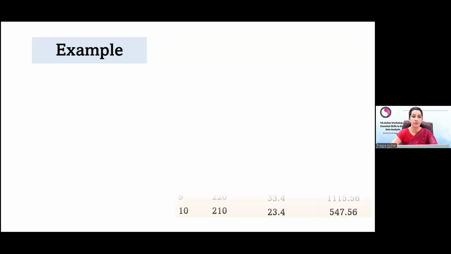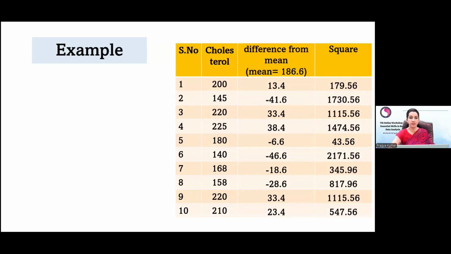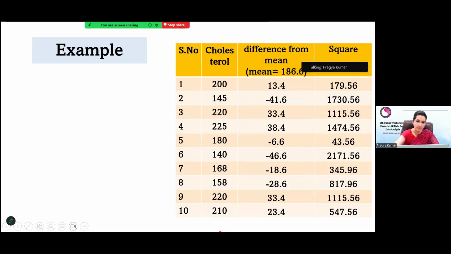For example, in the previous example, we have calculated the mean. So what will be the range in this case? If you see the range in this 10 data set, the minimum value is 140 and the maximum value is 225. So the range of this data set will be from 140 to 225. This will be the range.